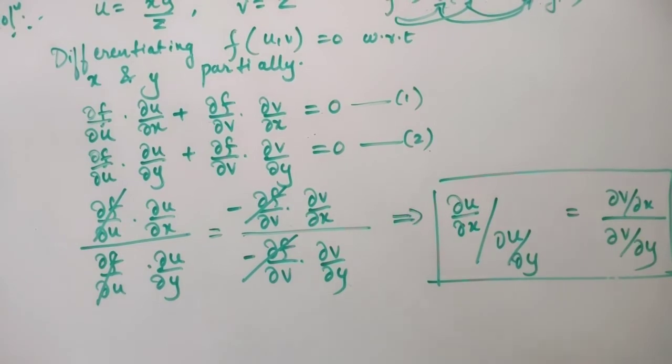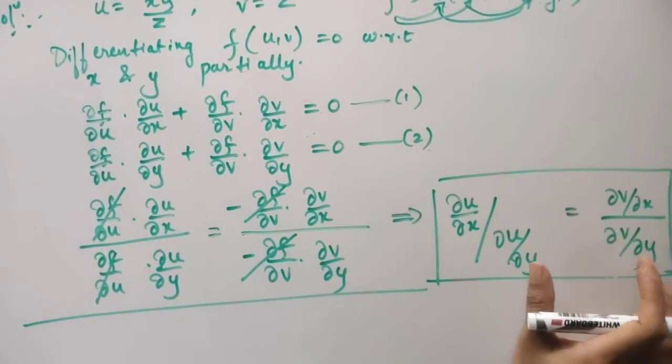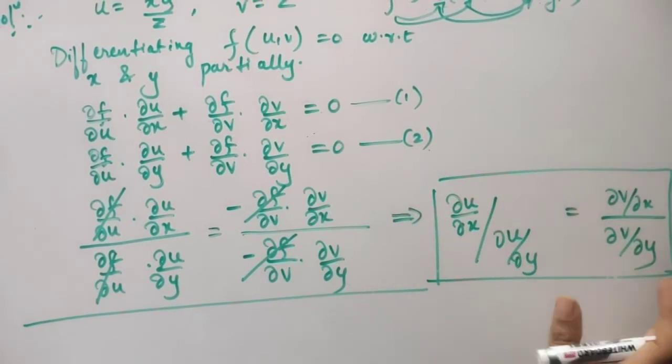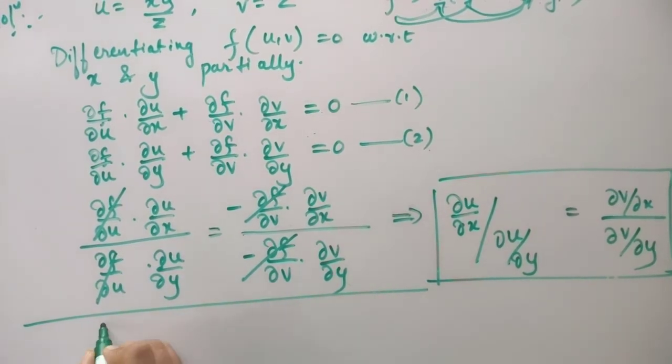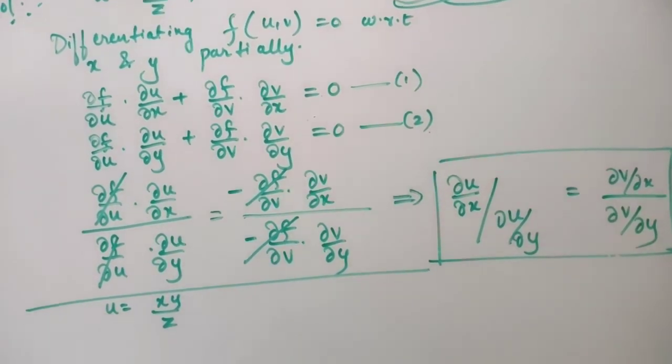Okay. So what is your u now? Once this step is done, the only thing you have to do is find the division of all these partial derivatives of u and v with respect to x and y. Okay, like this. So let's go for it. Your u is x into y divided by z. Derivative of u with respect to x and y we are finding now.